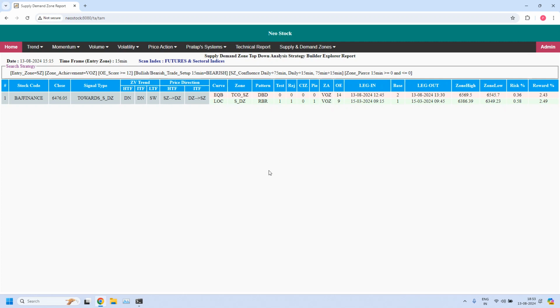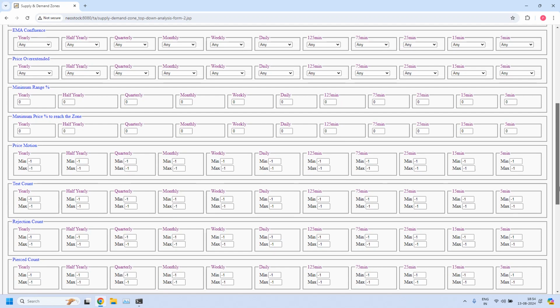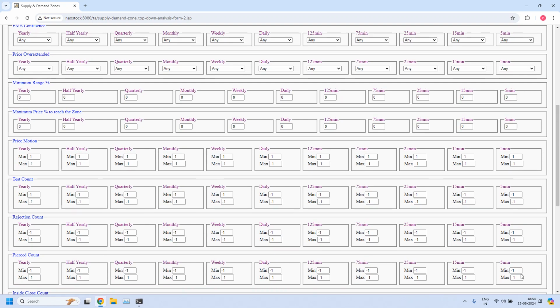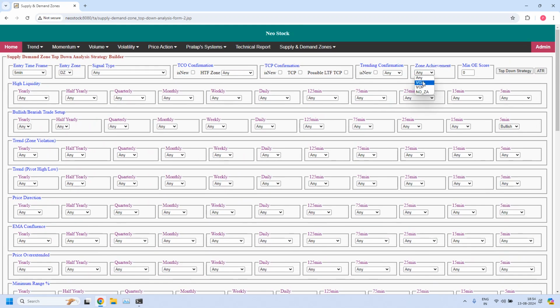Okay. And the last income trade is hourly income trade, intraday point of view. In hourly income trade, entry time frame is 5 minutes. Bullish trade setup, we have to select demand zone. In bullish or bearish trade setup at 5 minutes, I am selecting the value bullish. So 5 minutes demand zone should not be pierced. So in 5 minutes time frame, pierced count, minimum value I am setting 0, maximum value I am setting 0, and the zone achievement should be violated opposing zone, minimum order enhances score is 12.